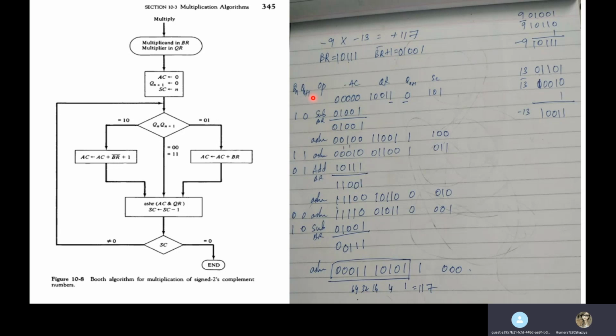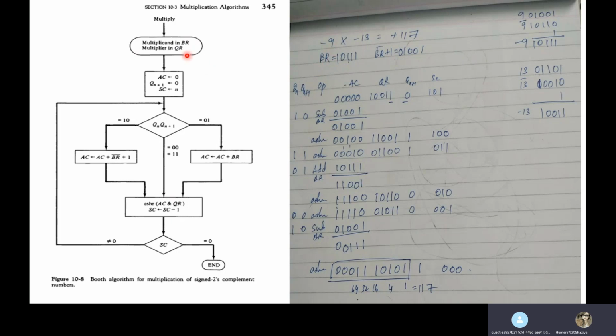Next we will start the procedure. Look at this procedure given in this figure. This is the Booth algorithm for multiplication. You start the multiplication process. BR is a register that stores the multiplicand. Which is the multiplicand in this? The multiplicand is minus 9.